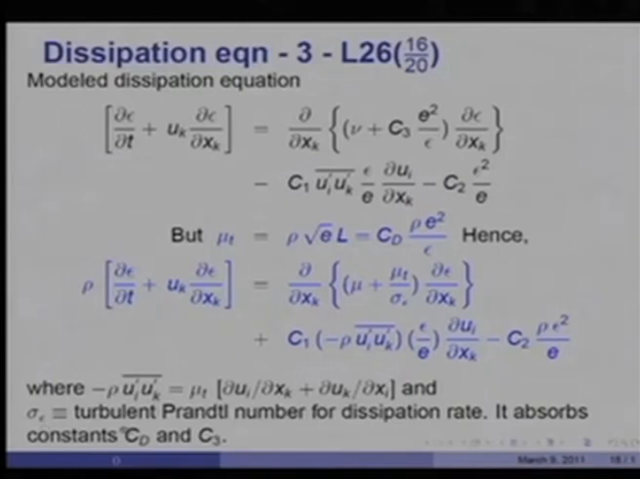Sigma epsilon is the turbulence Prandtl number for dissipation rate. It absorbs constants CD and C3, having modeled ui dash uj dash by this as CD times, so the mu t is, this whole term is replaced by mu t by sigma epsilon, and C3 and CD are absorbed in it. So, this is then the final form of the epsilon equation which we shall choose.